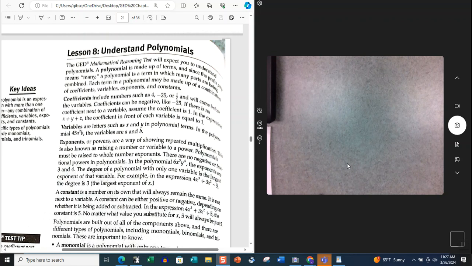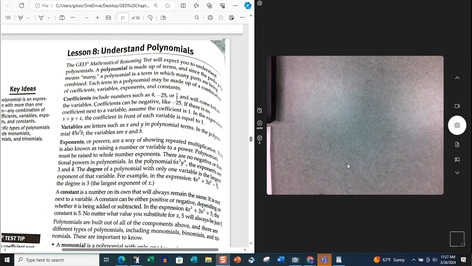Exponents. Exponents or powers are a way of showing repeated multiplication. This is also known as raising a number or variable to a power. Polynomials must be raised to whole number exponents. There are no negative or fractional powers in polynomials. In the polynomial 6x to the third y to the fourth, the exponents are 3 and 4.